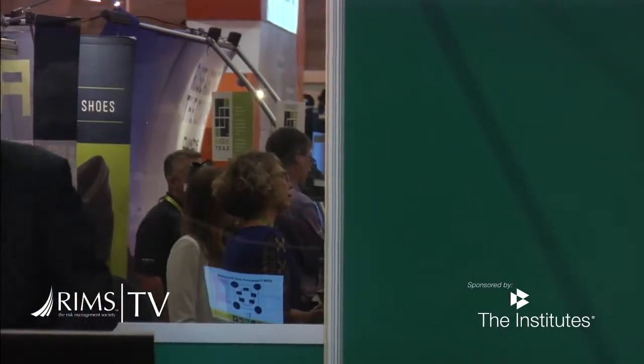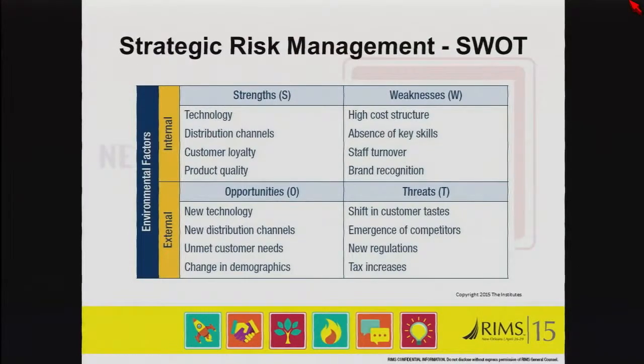Okay, let's move on to strategy, strategic risk management. Remember I said we're going to talk about 4 different functions? Well, strategic risk management involves, first of all, setting the strategy, SWOT analysis. I'm sure you've all heard of this. Strengths, weaknesses, opportunities, and threats. And we also have internal and external. Strengths and weaknesses are internal to the organization. Opportunities and threats are external to the organization.